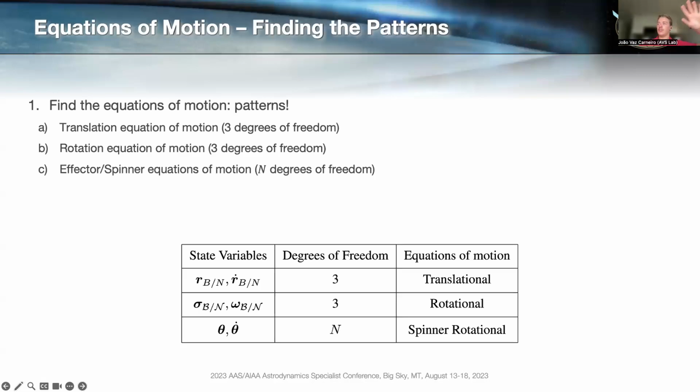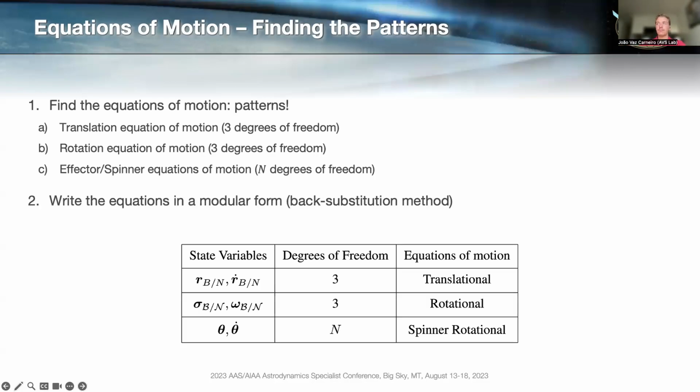All the translation, the rotation, and the spin equations of motion are very highly coupled, and so we can't just solve for one variable right off the bat. And to actually solve for these, or at least expose the second order time derivatives explicitly, we write the equations in a modular form, right?